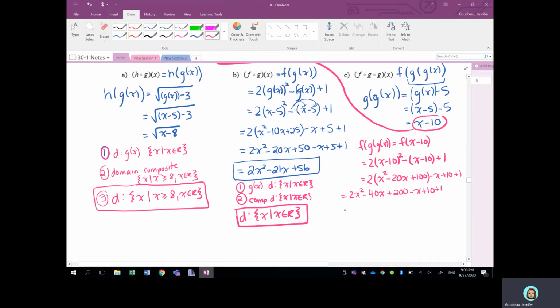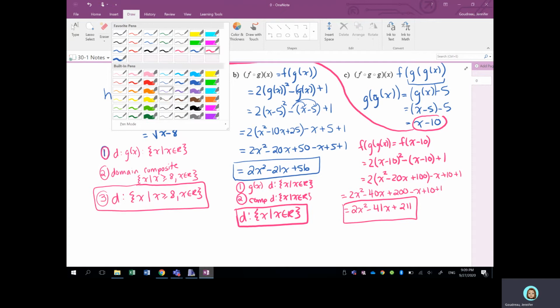And let's go ahead and put that all together. 2x squared doesn't have any other common terms, so it's just going to stay as 2x squared. We have minus 40x and minus x, so minus 41x, and 200 plus 10 plus 1 will be 211. And there is our composite function. Let's go ahead and determine our domain.